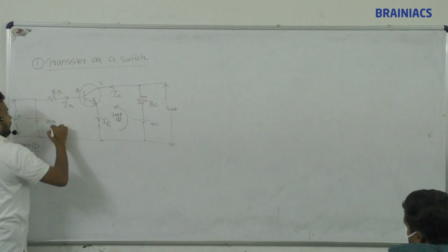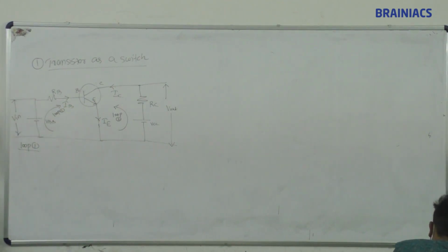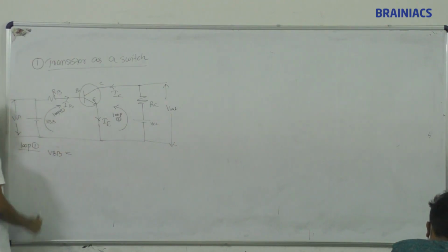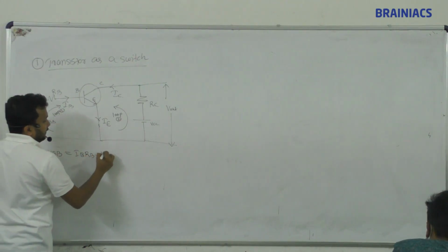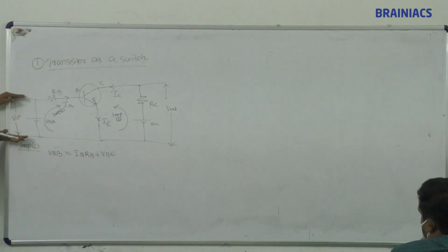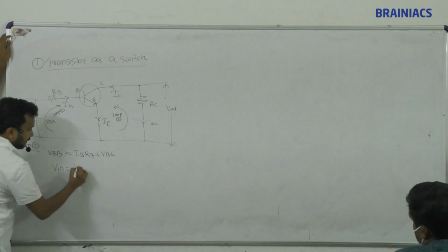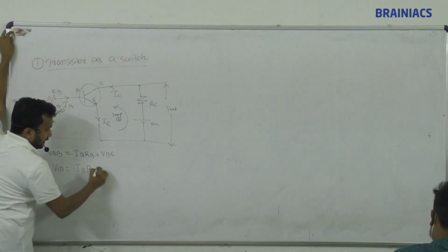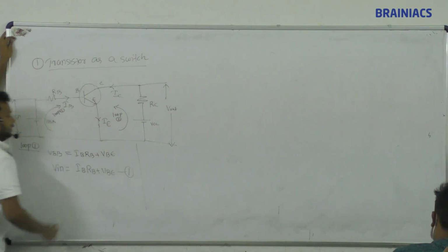We will write it like this, so the order is the same. Loop 1, tell me: VBB equal to IB RB plus VBE. Correct? This VBB is also called the input voltage. So VBB is replaced with V in, equal to the same thing: IB RB plus VBE. This is given as equation number 1. Write it.